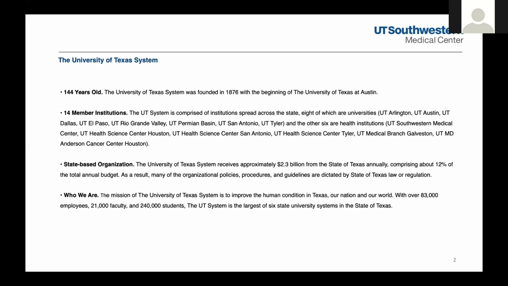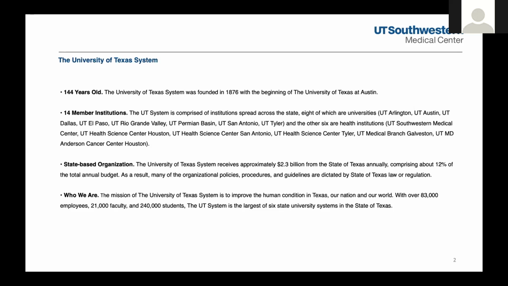So first, the University of Texas system. It's pretty old, 144 years old, founded in 1876, starting with the University of Texas at Austin. There are 14 member institutions of the University of Texas system. 6 of those are health-related institutions in some way, including medical schools, health professional schools, nursing schools, and public schools of public health. And then 8 of them are what you would consider traditional universities, including UT Austin, UT Dallas, UT Arlington, and so on and so forth. UT Southwestern clearly is one of those 14 member institutions. The other 13 are listed there.